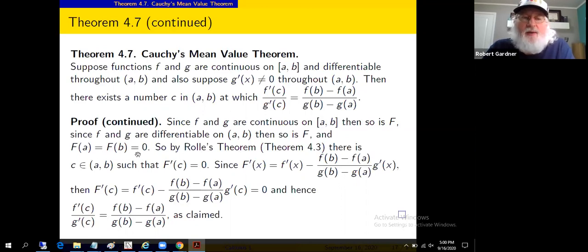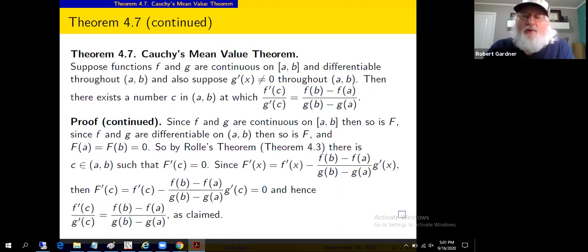I mean, be careful with my words. The function has the same value at the endpoints of 0. So its net change over that interval is 0. And that's why Rolle's theorem claims a derivative is 0 somewhere in between. The average change equals the instantaneous change. It's a special case of the mean value theorem where the endpoints are both 0.